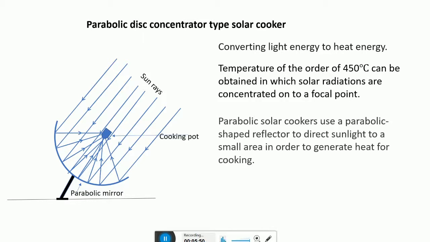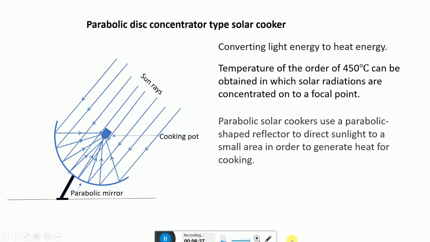Converting light energy to heat energy, this is the principle of the solar cooker. A temperature of the order of 450 degrees Celsius can be attained when solar radiation is concentrated onto a focal point. This is the focal point of this concentrator. As the sun rays are incident, they are reflected and meet at the focal point so that the temperature will be increased. A cooking pot is fixed at the focus of this parabola.